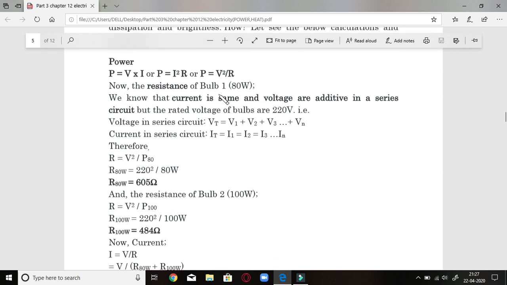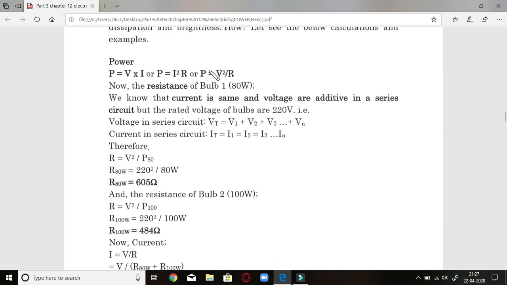Power P is equal to V into I, or P is equal to I square R, or P is equal to V square upon R. Now let us see for the first bulb, that is 80 watt. Here the current is the same and voltages are additive in a series circuit, that is V is equal to V1 plus V2 plus V3. Similarly, currents in a series are also equal.